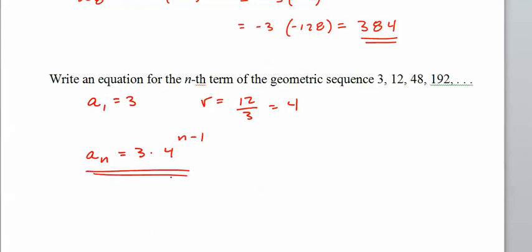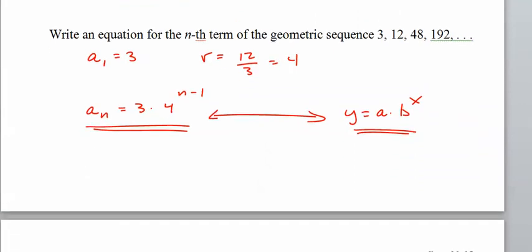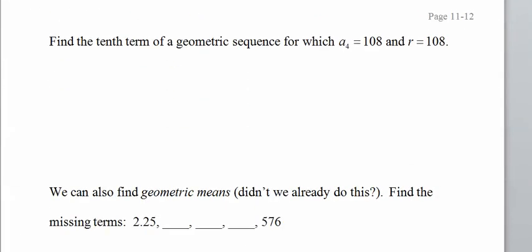You may or may not notice this looks an awful lot like an exponential formula, which I believe was y equals a times b to the x. So isn't that interesting? These two have a fair amount in common. Arithmetic looks like something too, but I don't know if anybody noticed. Another time. So some practice.